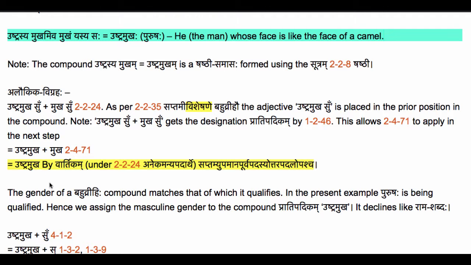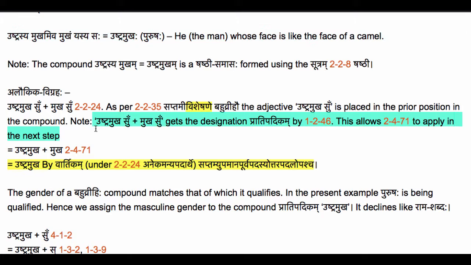Okay, now Ushtra Mukha Su plus Mukha Su gets the designation Pratipadikam by the Sutram 1.2.46 Krittaddhita Samasascha, because we have formed a Samasaha. This allows 2.4.71 Supo Dhatu Pratipadikayoho to apply in the next step to perform the luk elision of the sup affixes Su and Su which are inside the compound Pratipadikam. So now we get Ushtra Mukha Mukha.